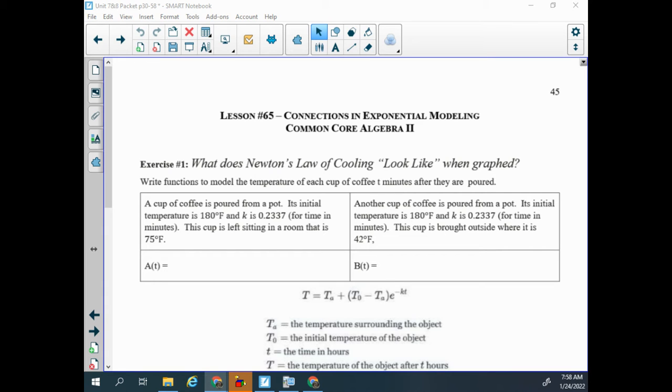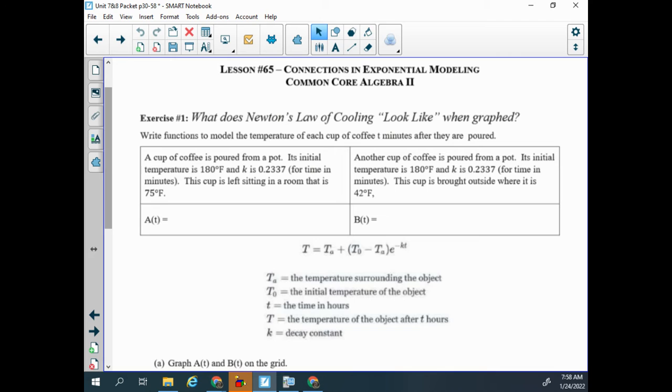In this lesson, we're going to look a little deeper at some of the things we're doing with these exponential functions. So the first question, and I made this lesson with some guiding questions: what does Newton's law of cooling look like when graphed? We learned about Newton's law of cooling in the last lesson, and to show this, we're going to look at two pretty similar situations with only one difference.